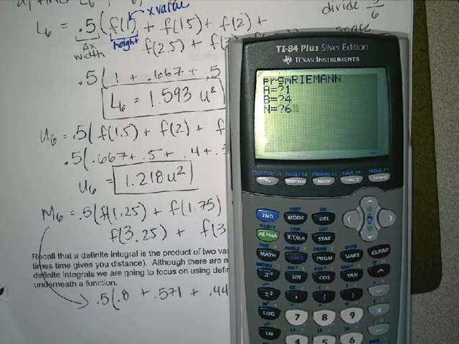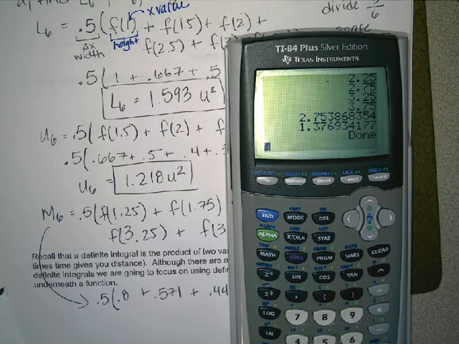Now, PCT means percentage. This is how this program has to work. 0 percent means left-hand Riemann sum. 50 percent means midpoint. And 100 percent means right-hand. Okay? So we're going to go midpoint. So I'm going to select 50. And do I get 1.377?